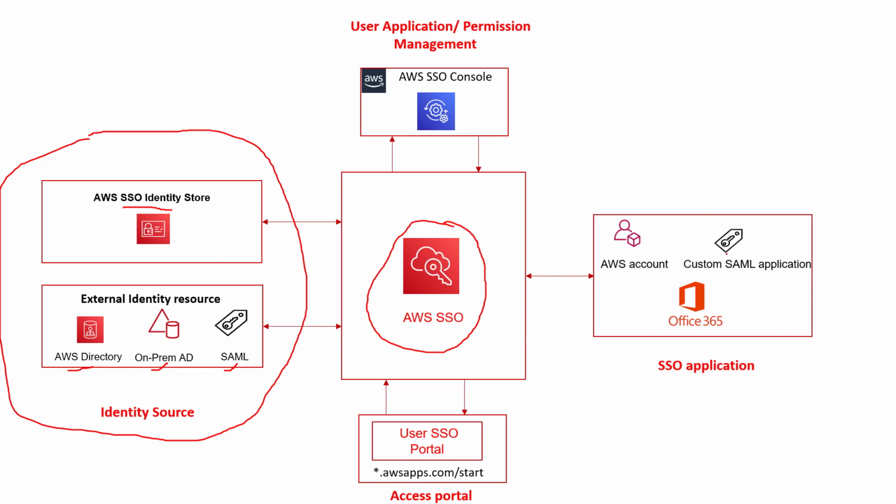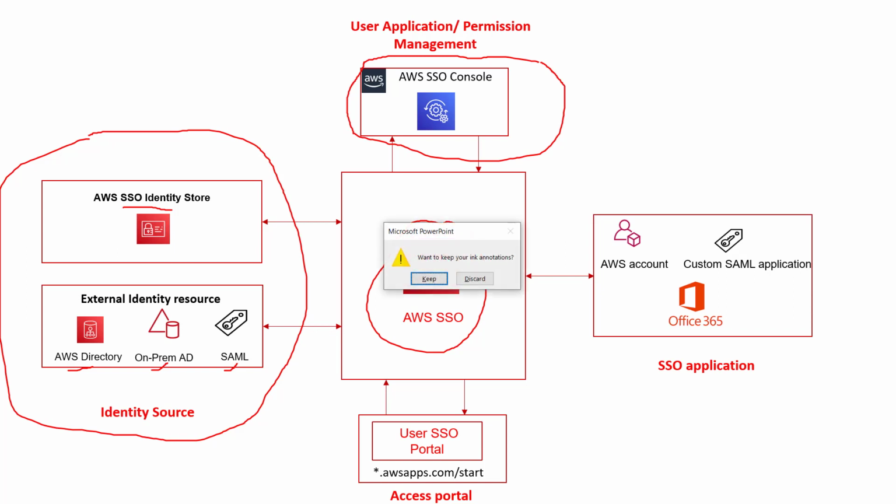These are all the applications. In the applications there will be any other AWS account which belongs to the same organization, or any other business application like Office 365, or any other custom application which belongs to this organization. And this is the SSO console, where you can manage the users, the permissions, the applications, and all these things. So let's discuss practically what it looks like.